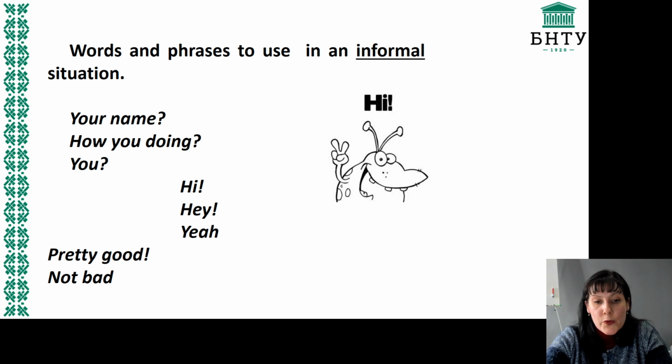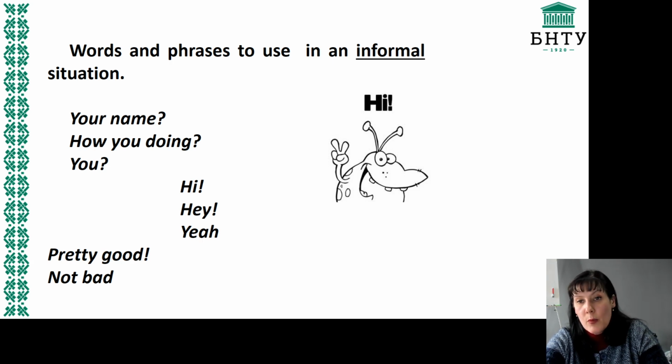There are some more phrases such as hi, hey, pretty good. These words and phrases are good to use in an informal situation. So the 3 dialects have the same structure, but the language is different. You can use different words and phrases to greet people and introduce yourself with different level of formality.